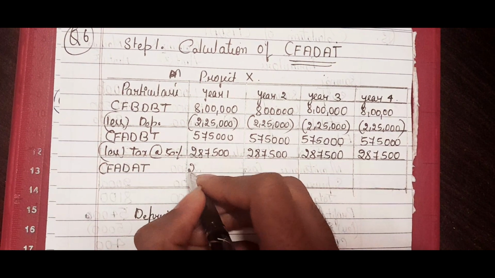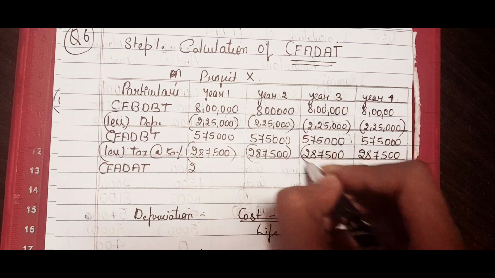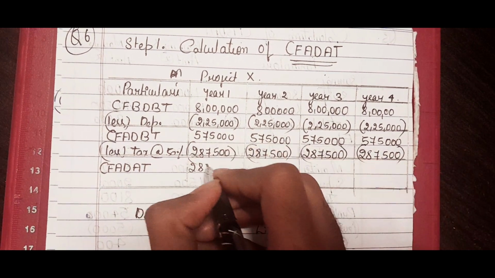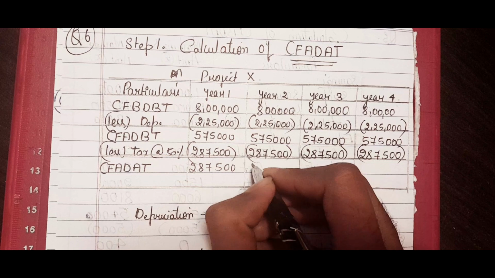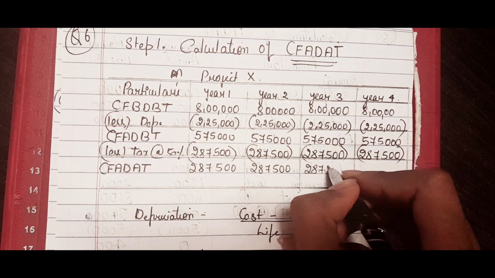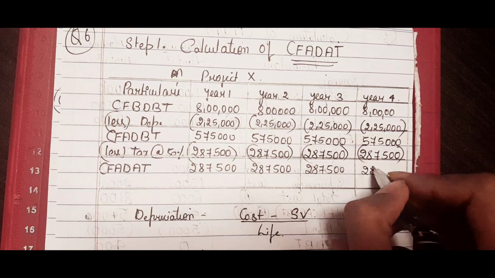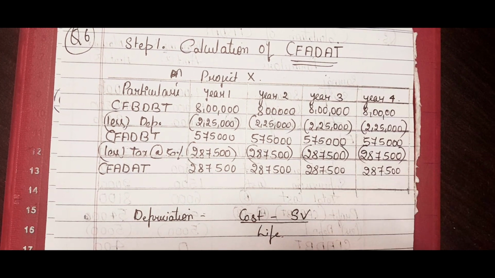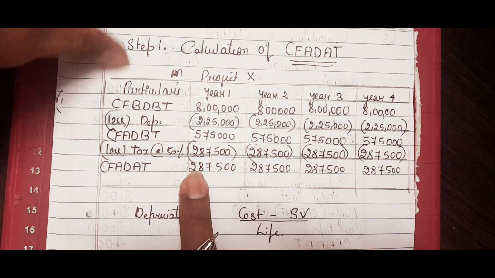Now when you deduct tax, we will get CFAD 80. So subtract these two. It will be 2,87,500 for each year. Okay, this is CFAD 80.